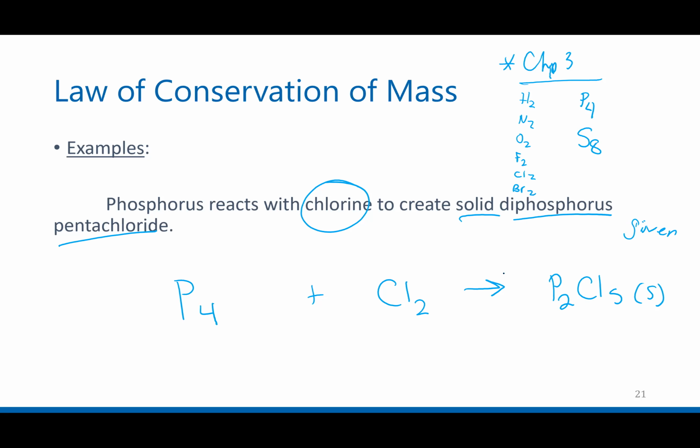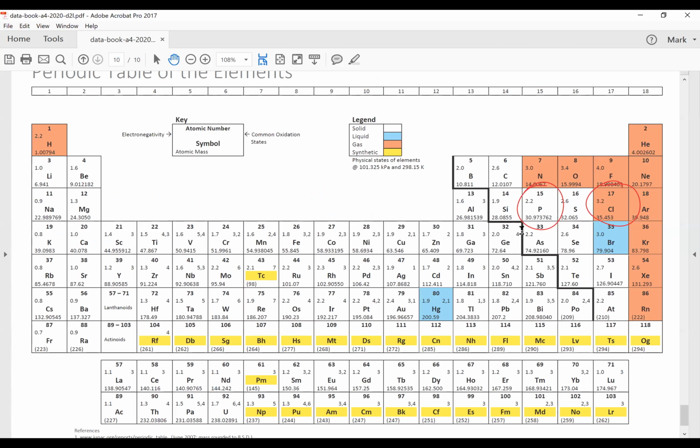All right. Now, let's write the phases. Before we worry about balancing, let's write the phases of these elements. This is easy. So what I'm going to do is I'm going to share my periodic table. I noticed that there's some comments in the chat. I'll read them in 1 second.